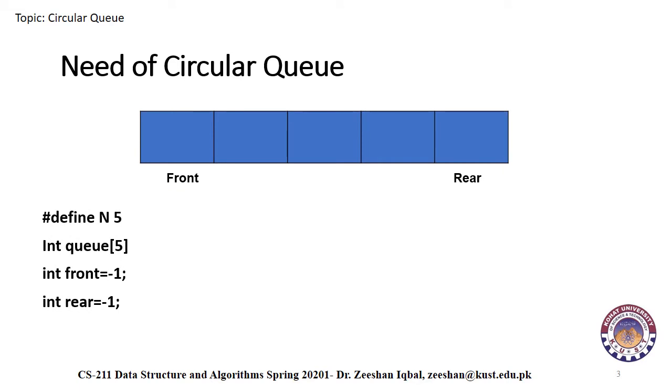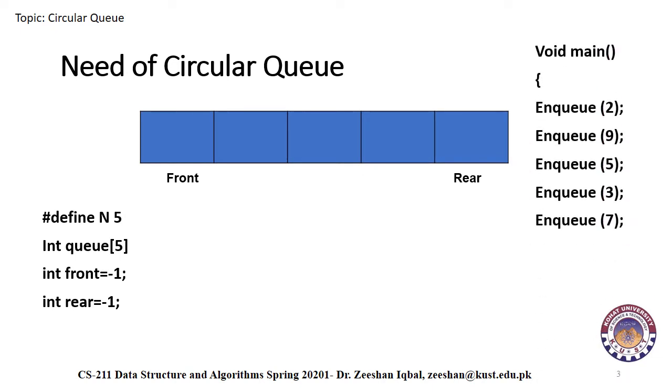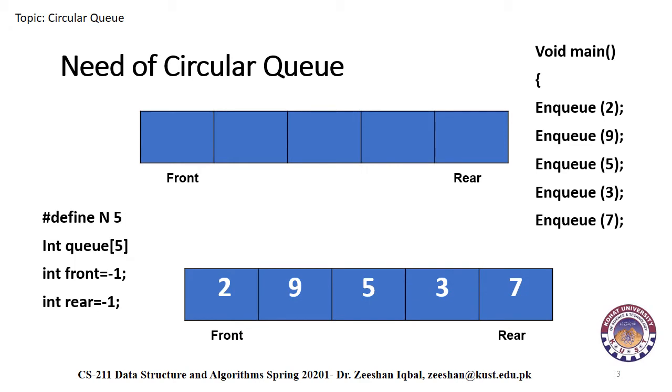Suppose I have defined n as 5, the queue size as 5, and initialized two variables, front and rear, with -1. Suppose this is a queue with array size 5, and in this queue I have called the following functions: inQ 2, inQ 9, inQ 5, inQ 3 and inQ 7. The queue will finally look like this after applying all these functions.